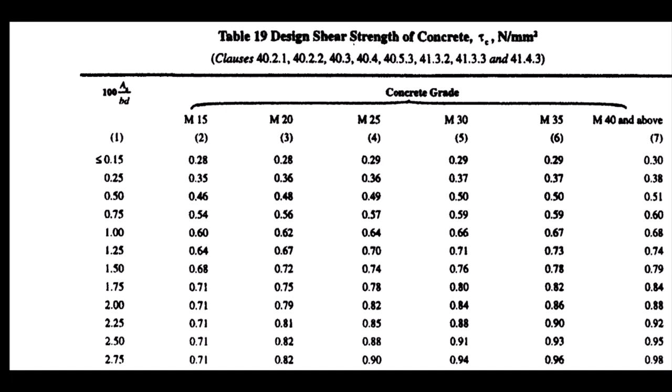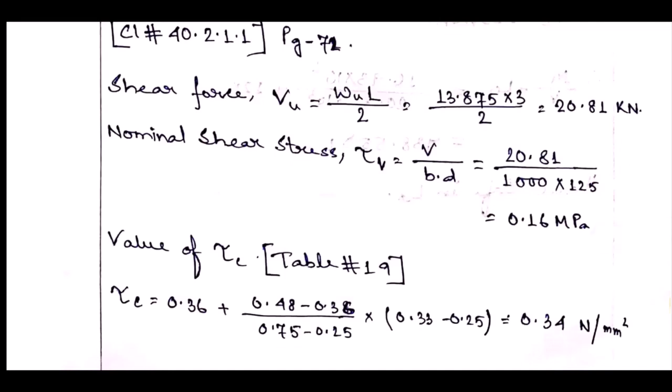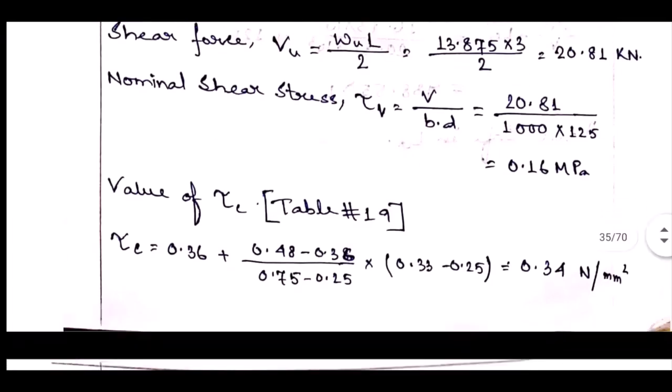Let's go to notes. Now look, for the value of tau C from table number 19, as you see, we have to interpolate. So the value of tau C is 0.36 plus (0.48 minus 0.36) by, this will be 0.5, not 0.75, mistakenly written here. When you note this down, you should write it correctly in your notebook. This will be not 0.75, this will be (0.5 minus 0.25) into (0.33 minus 0.25), which equals 0.34 Newton per millimeter square or MPa.